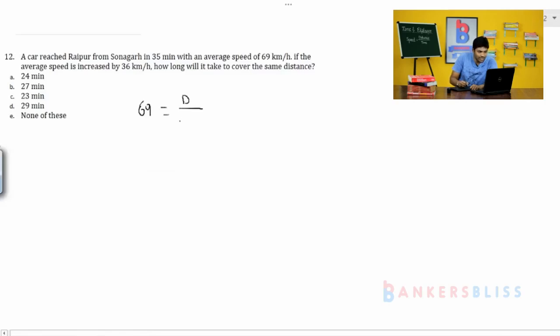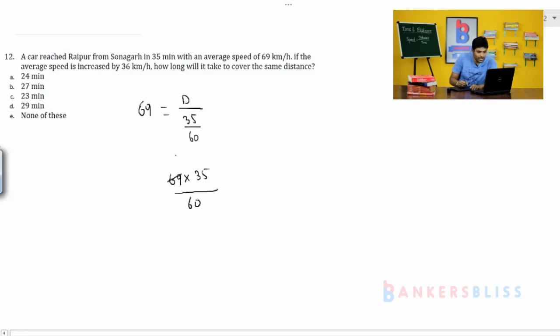So, time is 35 minutes. But 69 is in kilometer per hour, distance you do not know, time 35 minutes. So, see here, you convert this one into hours. So, how much are you going to get? 69 into 35 divided by 60.